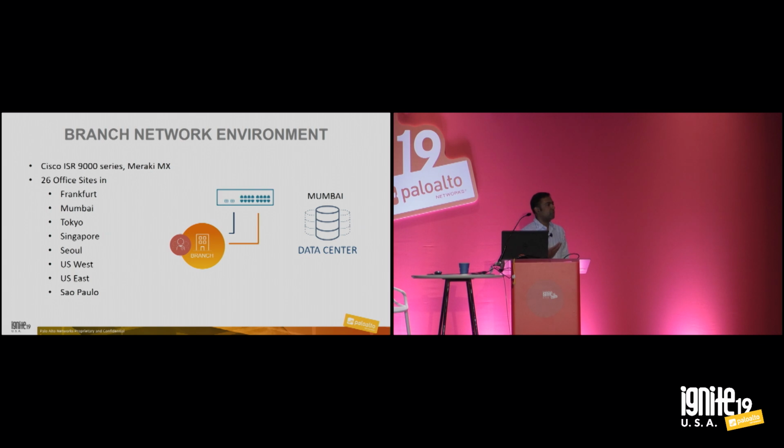And what are the devices they were using on the branch side? They had a Cisco ISR 900 series and a Meraki on the branch side. And these 26 office sites were in different locations: Frankfurt, Mumbai, Tokyo, Singapore, Seoul, US, and Sao Paulo. These were the 26 global locations that they onboarded to the Prisma Access, and their data center was in India, Mumbai, right? And they connected all of these into the cloud service and secured it. And they used Cisco ISR devices in order to form an IPsec tunnel that was their CPE device, okay?